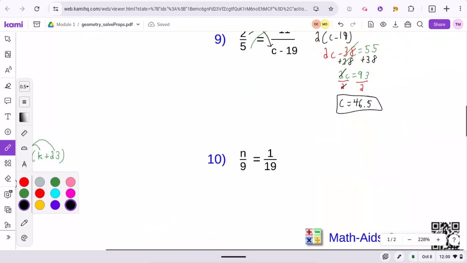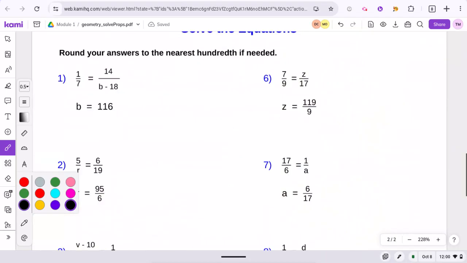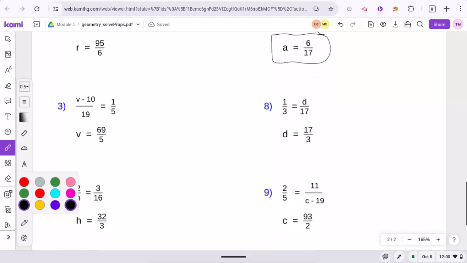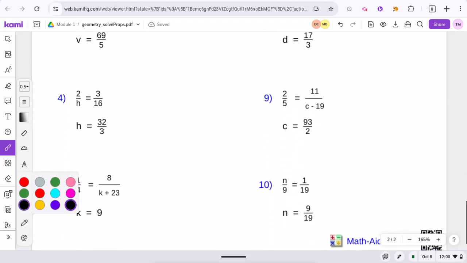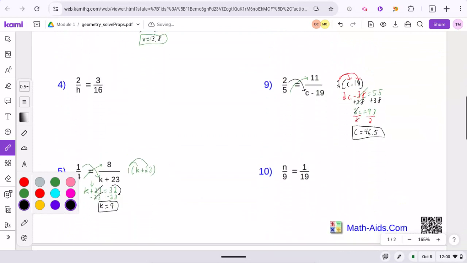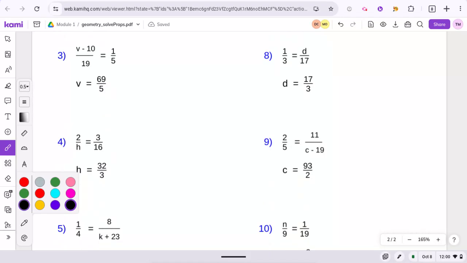Remember, you can go on to Schoology and check all your answers. Answers are posted here. They do have them in fraction form here, but you should put them into decimal form by doing the division. So take that next step and do the division of those two numbers, like the one we just did, number 9. We got the correct fraction, 93 over 2, but you'd want to convert that to the decimal, 46.5. So do the division for all of these.